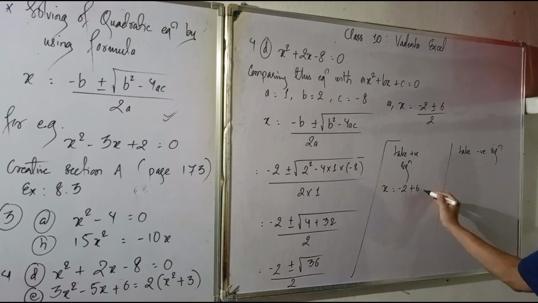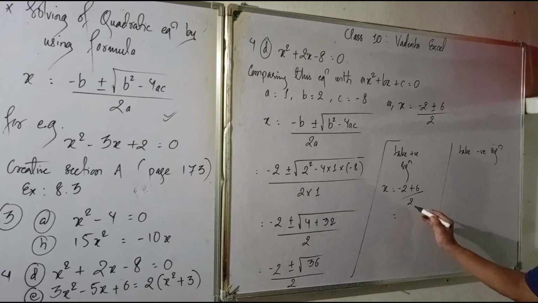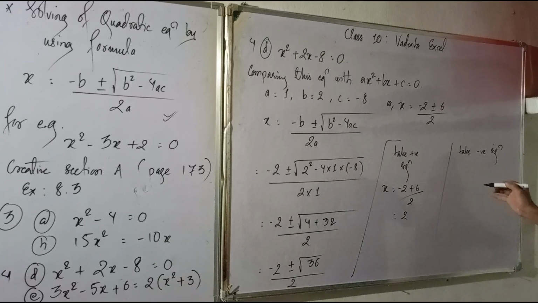Take the positive sign, then take the negative sign. While taking the positive sign, minus 2 plus 6 divided by 2, I'll just do it directly. Minus 2 plus 6 is 4, divided by 2 is 2.